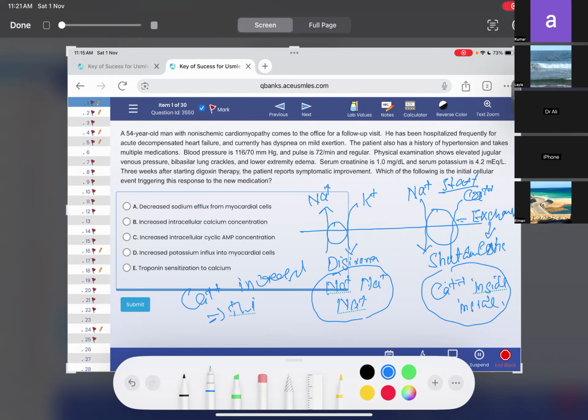Yeah, so the answer is going to be B then. Yes, it is due to this sodium potassium ATPase that is usually blocked by digoxin, due to which the other exchanger is automatically shut down.